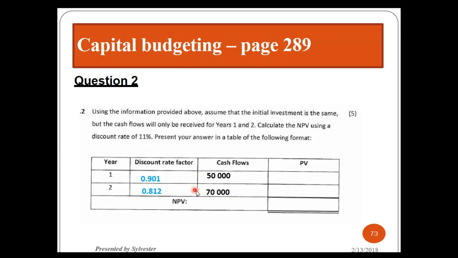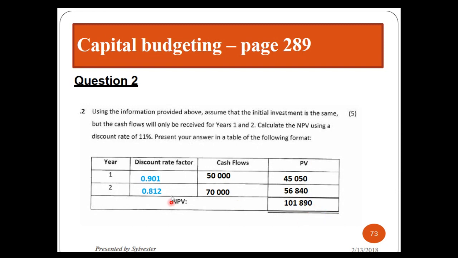After doing this, you just have to say 0.901 multiplied by 50,000. What do you get? You get 45,050. So this is the present value. Remember, my main aim is to calculate the net present value. This is the present value. The same applies to year 2: 0.812 times 70,000. What do I get? I get 56,840. So for my total present value, I have to add 45,050 plus 56,840. I get the present value of 101,890.